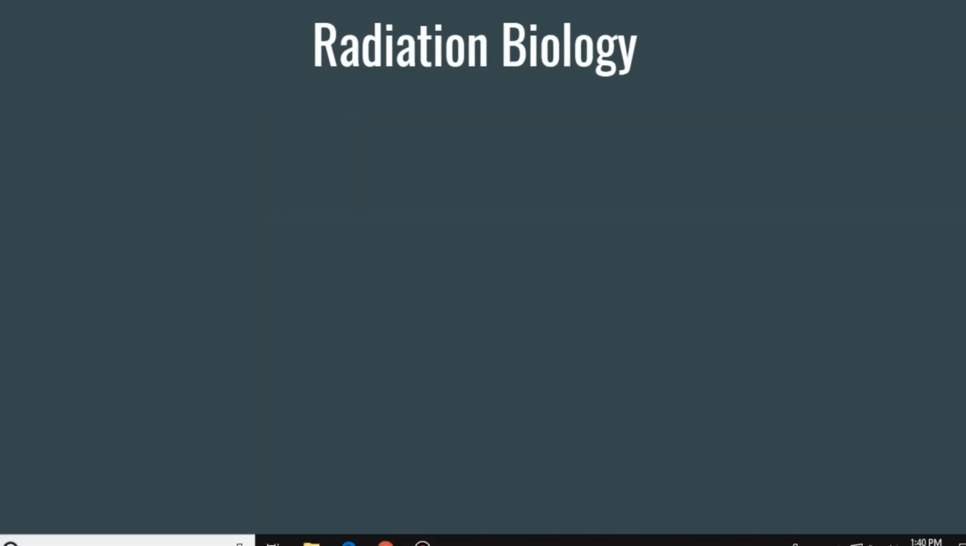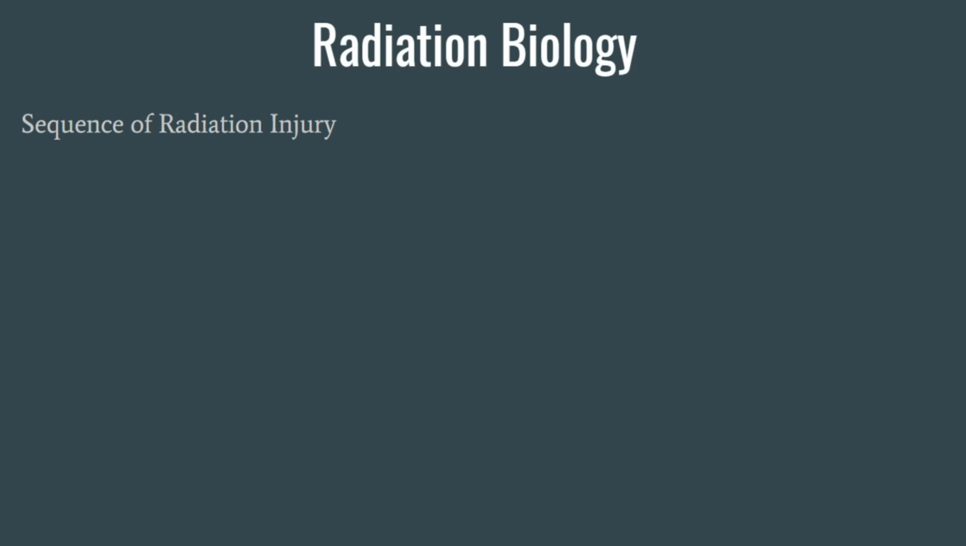So we've got the different theories of radiation injury, and we've got how the dose can affect the outcome, or what biological effect will occur because of the dose. But no matter what, there's a sequence that always occurs with radiation injury. So we've got the sequence of radiation injury.